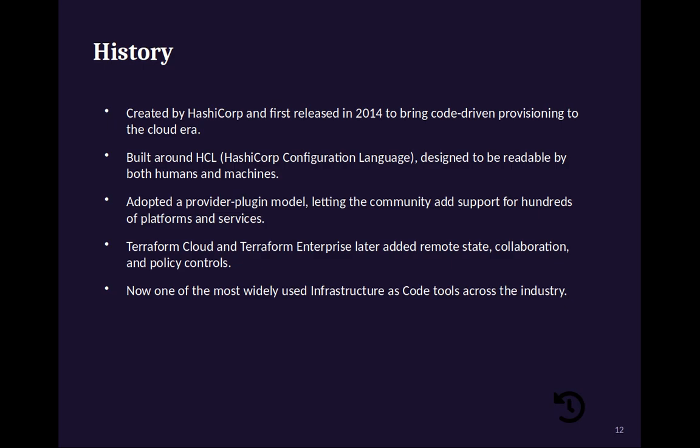History. Created by HashiCorp and first released in 2014 to bring code-driven provisioning to the cloud era. Built around HCL, the HashiCorp Configuration Language, designed to be readable by both humans and machines. Adopted a provider plugin model, letting the community add support for hundreds of platforms and services. Terraform Cloud and Terraform Enterprise later added remote state, collaboration, and policy controls. Now one of the most widely used infrastructure as code tools across the industry.